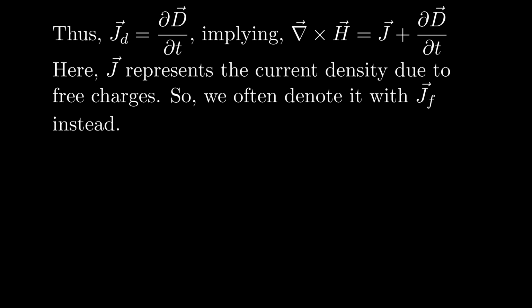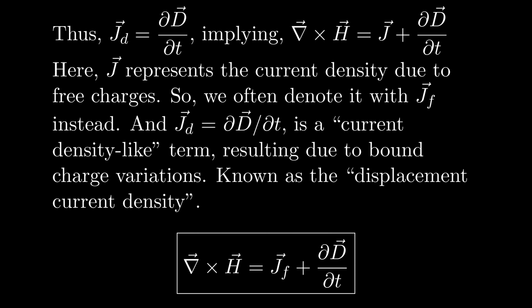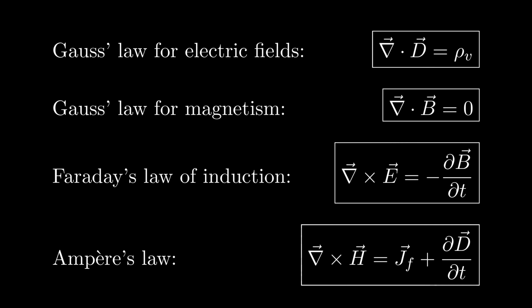Here, J represents the current density due to the free charges, so we often denote it with J_F instead. And J_D, which is equal to del D del t, is a current density like term, resulting due to bound charge variations. This is known as the displacement current density. So, in summary, these are the 4 Maxwell's equations, and these are the fundamental building blocks of electromagnetics.